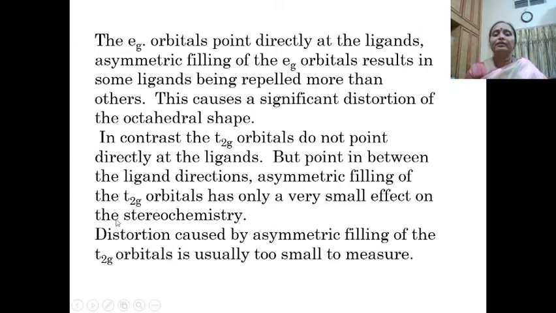Asymmetric filling of the t2g orbitals has a very small effect on the stereochemistry. The distortion caused by asymmetric filling of the t2g orbitals is usually too small to measure.